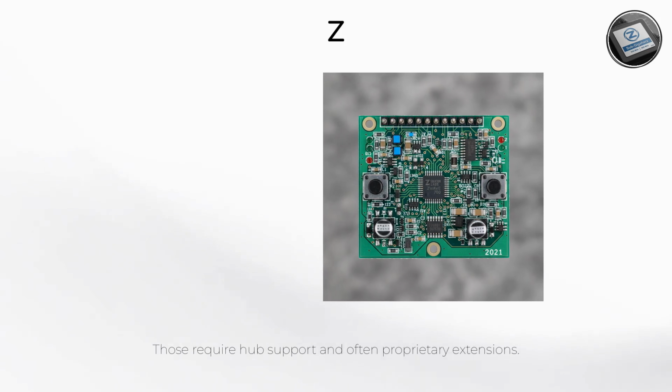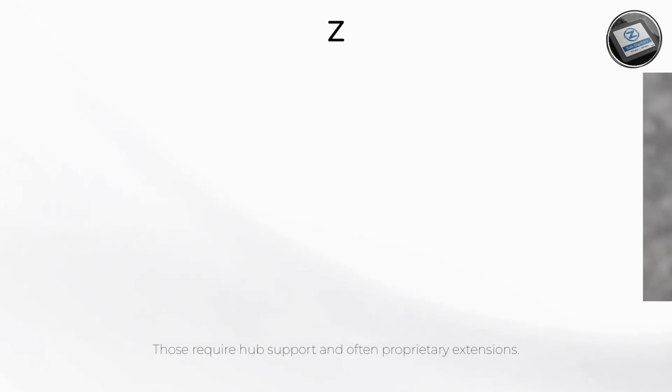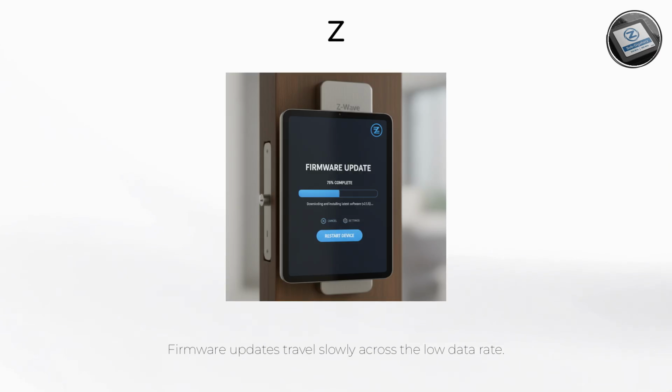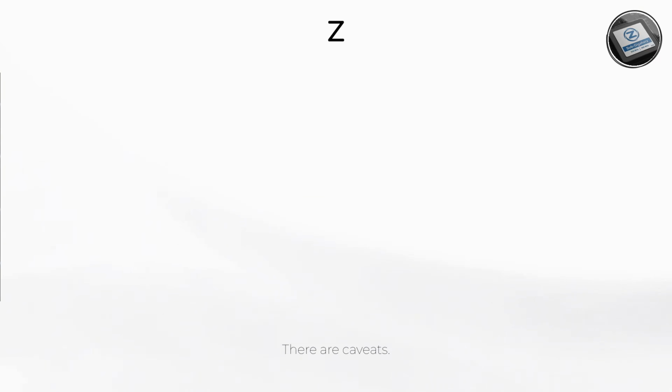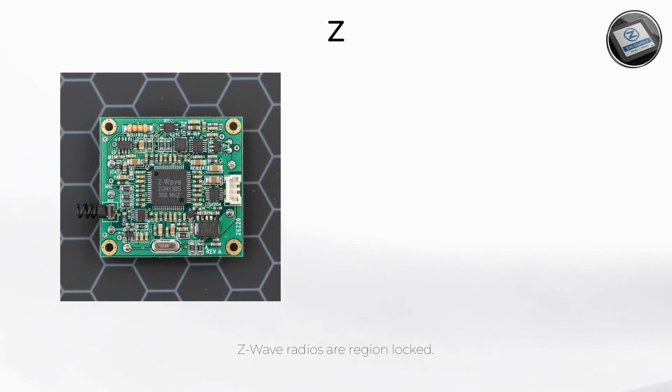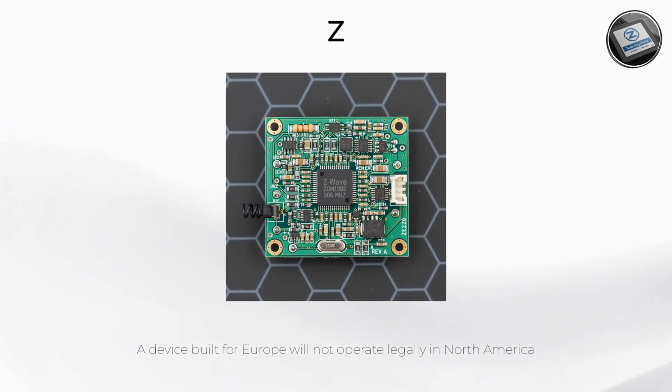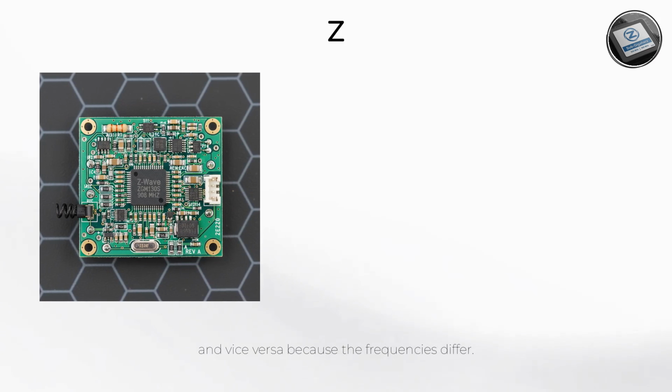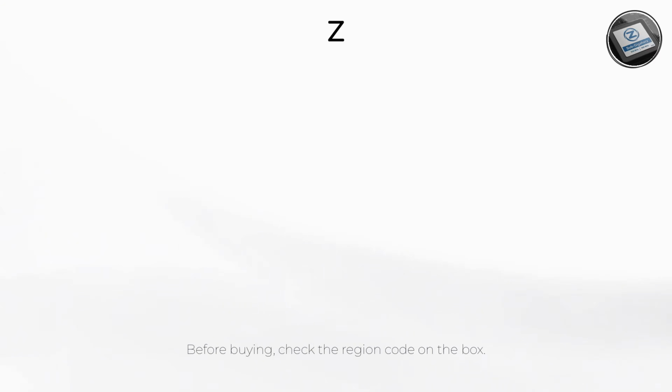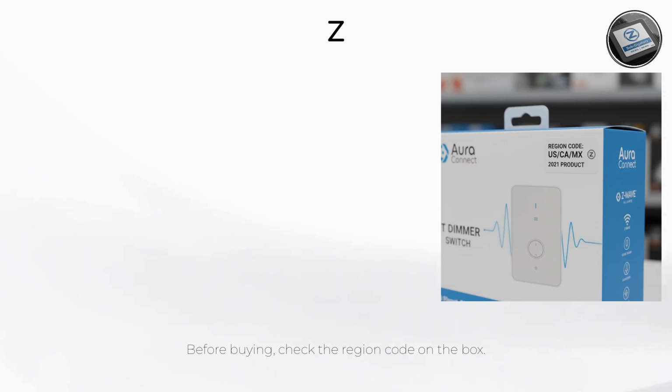Those require hub support and often proprietary extensions. Firmware updates travel slowly across the low data rate. Updating a lock can take minutes. Because the protocol is proprietary, updates and security patches depend on the single silicon vendor, Silicon Labs. There are caveats. Z-Wave radios are region-locked. A device built for Europe will not operate legally in North America, and vice versa, because the frequencies differ. Before buying, check the region code on the box.